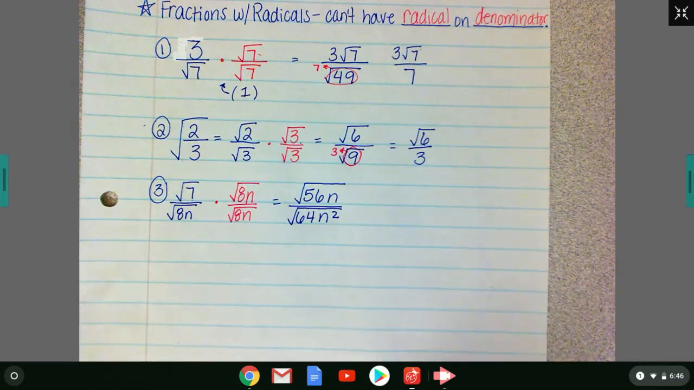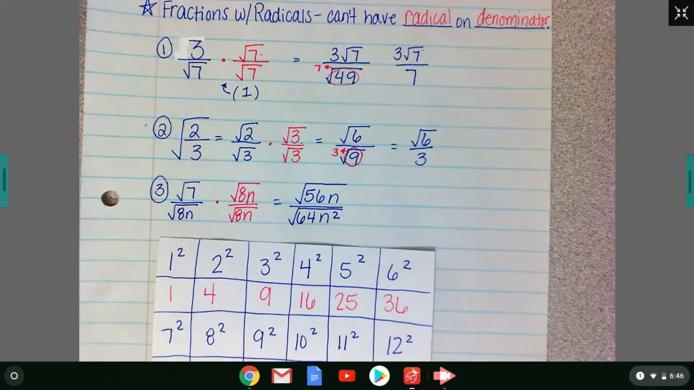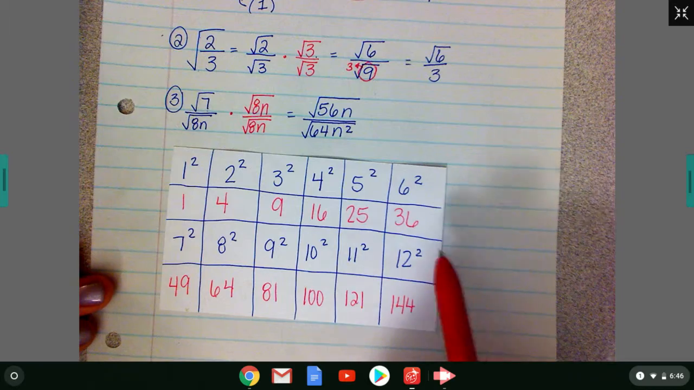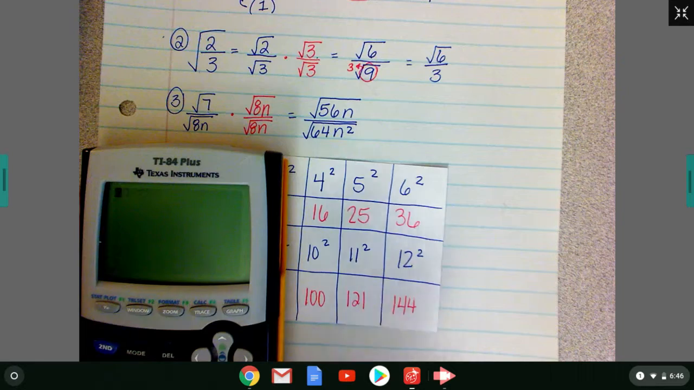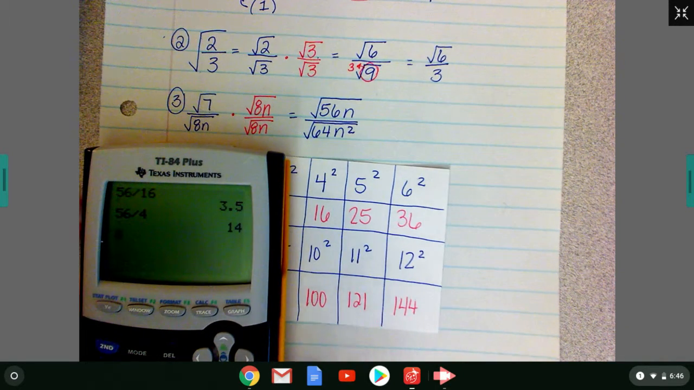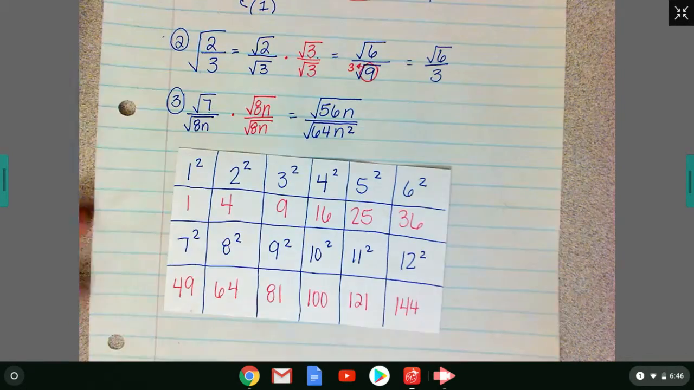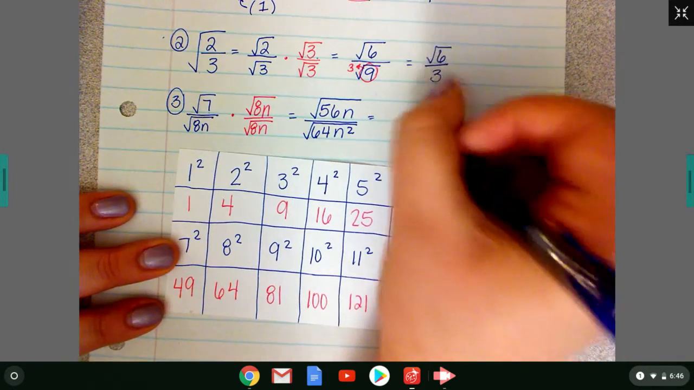Let's do some simplifying here. So I want to see if there's anything perfect that goes into 56 or 64. And if you have your chart, you can utilize that. Or hopefully, I hope you know these guys. So 56, what goes into it? Looking for the biggest number we can find, I believe 16 does, but we can check. Nope, not 16. I know 4 works. Okay, is there anything bigger though? I guess not. So we can use that. I'm sorry, not 56. 4 and 14.